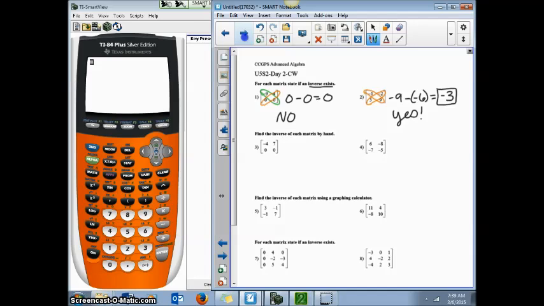So when it says to do it by hand, you're going to find the determinant first. Well, this is going to be 0 and this is going to be 0. So is it going to have an inverse? No. Well, that was easy. Okay, so technically we're only doing it once.